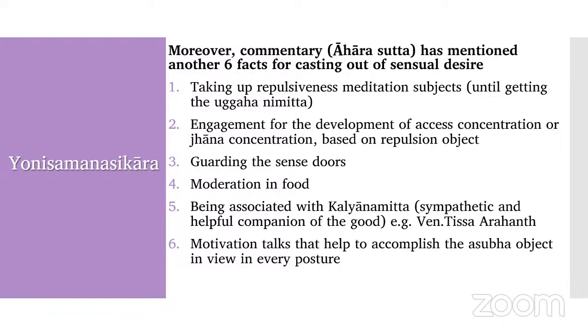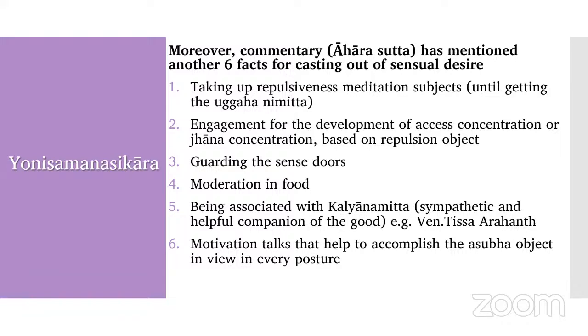And then engagement for the development of access concentration or jhana concentration based on that repulsive object. Repulsive object means here loathsome object, or the unattractive object, right? And the other one is guarding the sense doors and moderation in food, being associated with the Kalyana Mitra. That means the sympathetic and helpful companionship of the good, like Venerable Tissa Arahant we discussed here. And finally, motivation talks that help to accomplish the Asubha object in view in every posture.